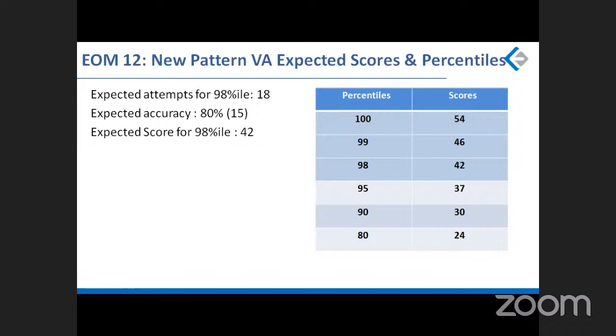99 percentile, 46. The same 15 and 3 is what brings you to a score of approximately 42 for a 98 percentile. Look at the 80 percentile, 24. That means you select 8 questions in passages and you get exactly those 8 questions correct, and you do nothing else in the section, you reach an 80 percentile. Nothing can be easier than that.